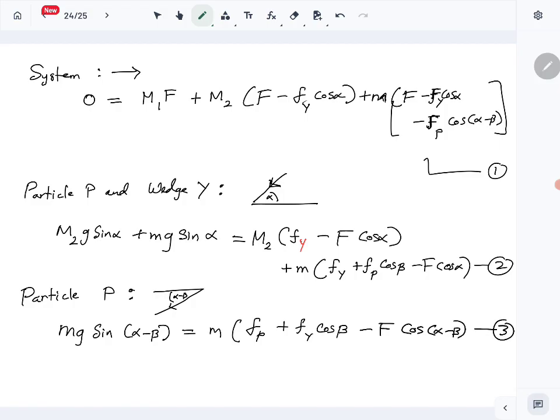So here we have enough equations to find the acceleration of the wedge x, because we had three unknowns. Now we created three equations, right? So that is how you do part A of question number 12. Next, we will look at part B of this question.